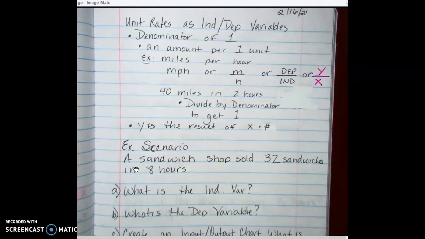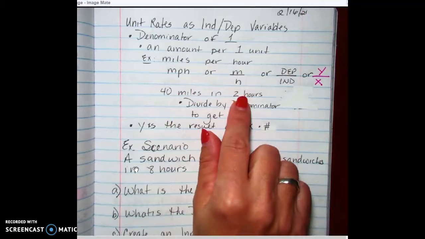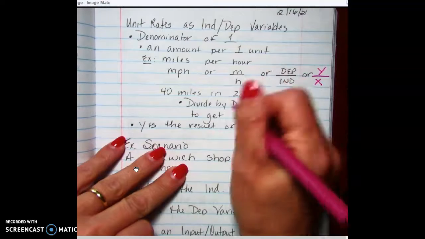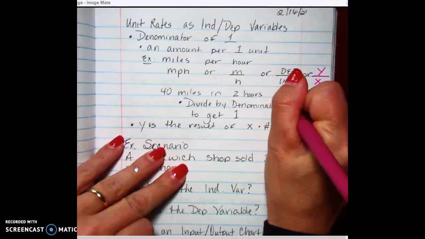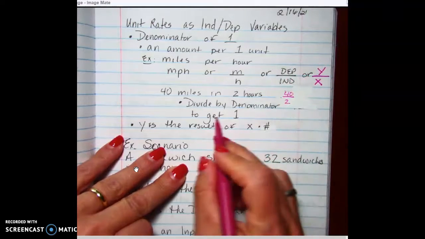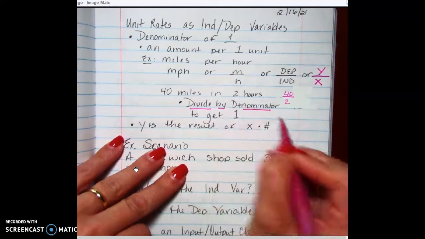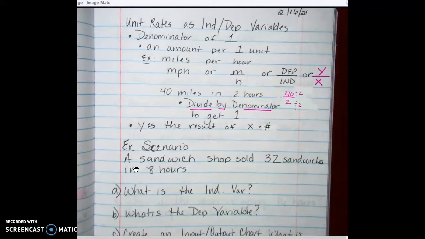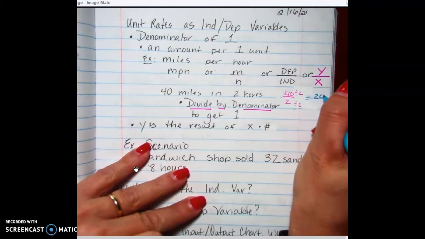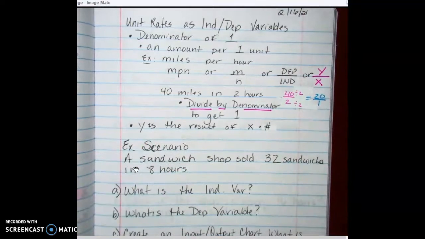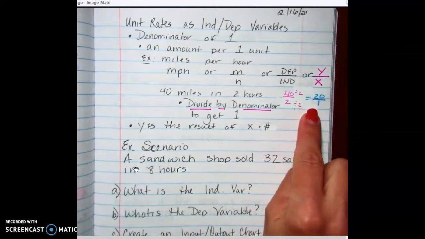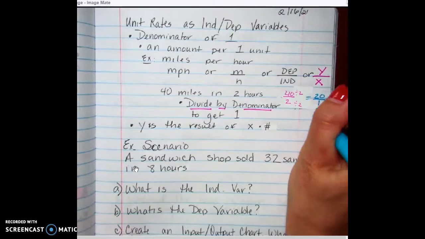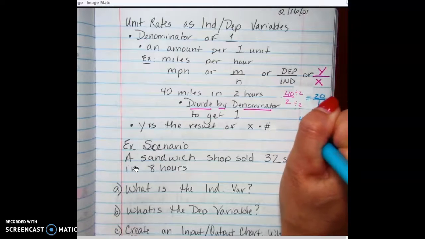Now, for instance, if I went 40 miles in 2 hours, how do I find out what my unit rate would be? Well, what I do is I write it as 40 miles per 2 hours. Now, I have to divide by my denominator to get 1. So if I divide this by 2 and this by 2, lo and behold, I end up with 20 miles in 1 hour. Okay, so that would be my unit rate because my denominator is 1. So we'll just mark that as the unit rate.